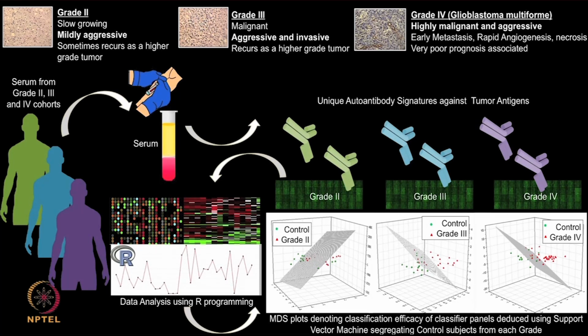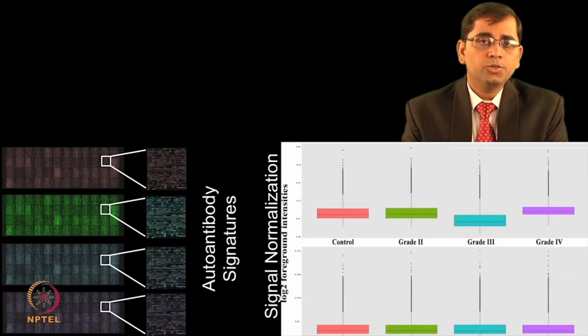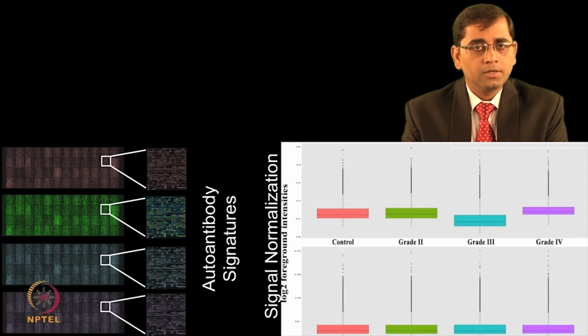The workflow of this study is shown in the slide, which is very similar to the one which we have discussed in case study 1. However, investigators here used a different type of data analysis scheme. In this study, stringent quality control checks were performed. After data acquisition, quantile normalization was performed to reduce the technical variability.